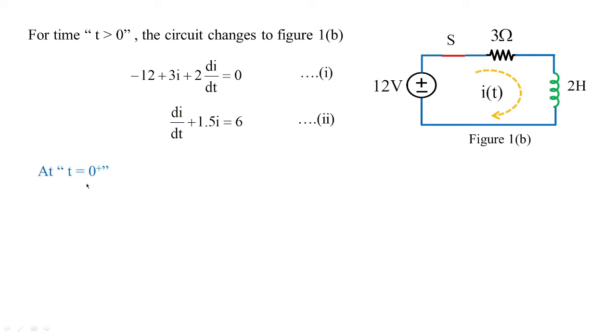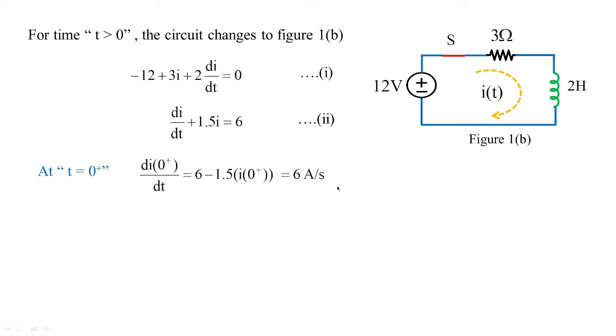Now at t equal to 0 plus, we need to find out the values. In the same equation, I am substituting t equal to 0 plus wherever I have I. So di of 0 plus by dt is equal to 6 minus 1.5 times I of 0 plus. We have derived this equation from equation 2. Now this will give you the answer as 6 amperes per second, because I of 0 plus is 0, and 0 multiplied with 1.5 is 0. Therefore di of 0 plus by dt is equal to 6 amperes per second.